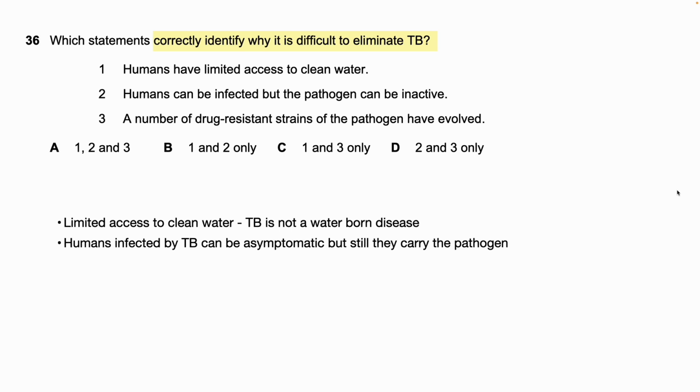A number of drug resistant strains of the pathogen have evolved. So bacteria causing TB becoming resistant to antibiotics can happen. So option D, 2 and 3, is the right answer.